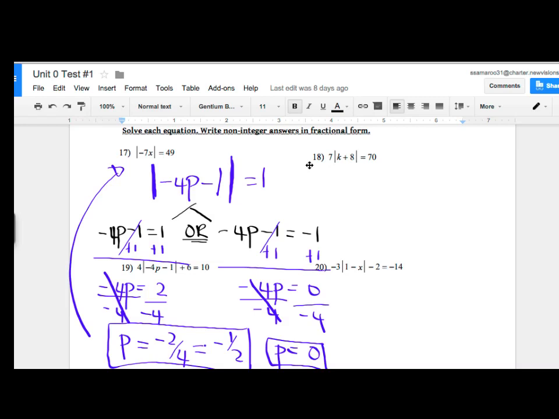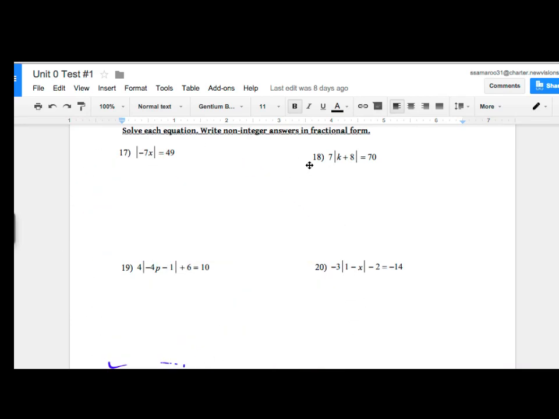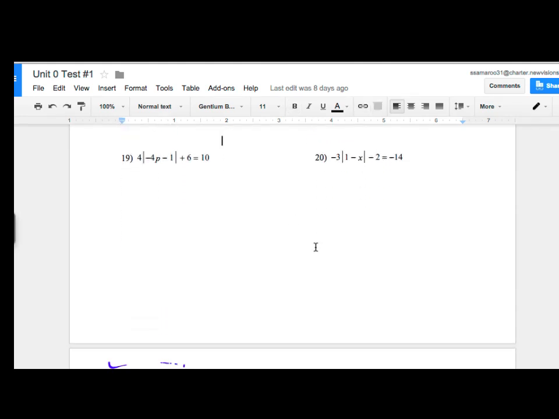So, number 20, last one here, and then I believe we have 4 more questions to go, and that's it. So number 20, if we were to go ahead and start with number 20, again, the same thing. We have a lingering 3 and I have a lingering 2. So let's get rid of the 2 first. Minus 2, the opposite is adding 2. 2 is canceled. Negative 3, absolute value of 1 minus x is equal to negative 12.